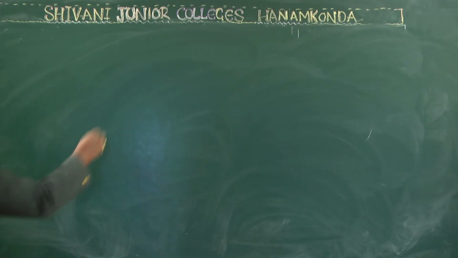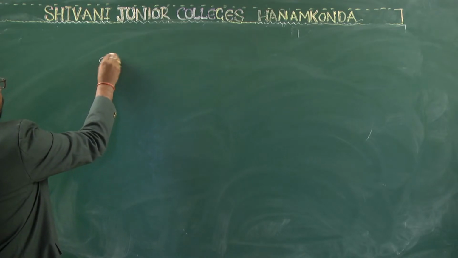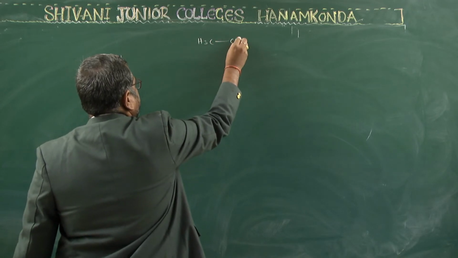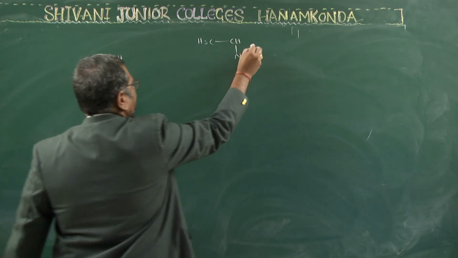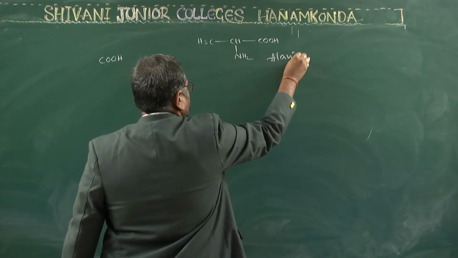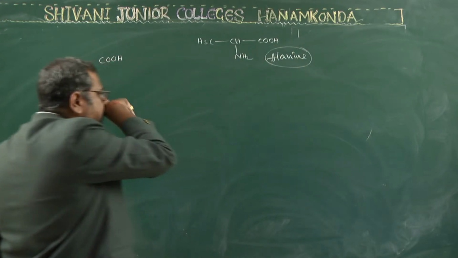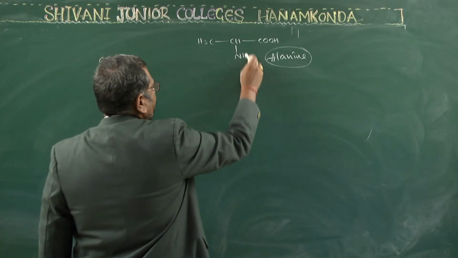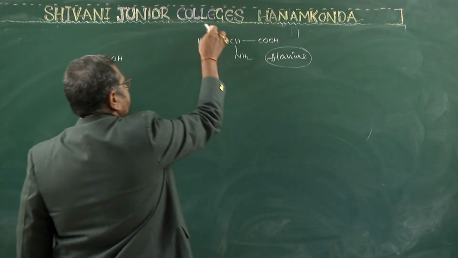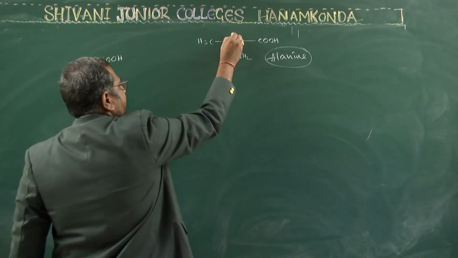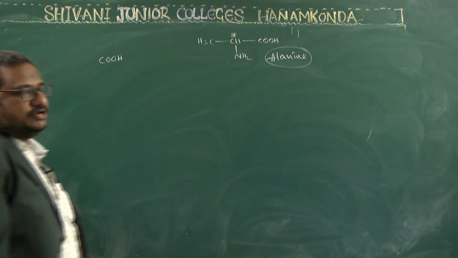And if you see that, I am writing CH3, CH, NH2, COOH. This compound's common name is alanine. Alanine is a natural amino acid. Here the amine group is present, here the acid group is there, here the methyl group is present, and here hydrogen is there. The carbon's 4 valencies are satisfied with 4 different groups.